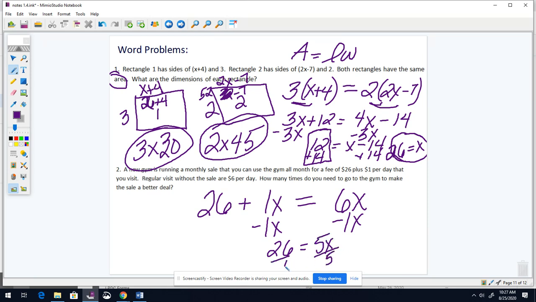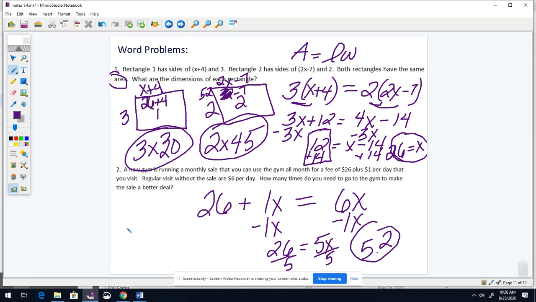Divide by 5. So I get an answer that is not quite right. I get not a whole number, so I get 5.2. That's my break-even point. Well, I can't go to the gym 0.2 times. So what this is saying is, when's it going to make it worth it to actually take advantage of the membership? It's going to be after this.